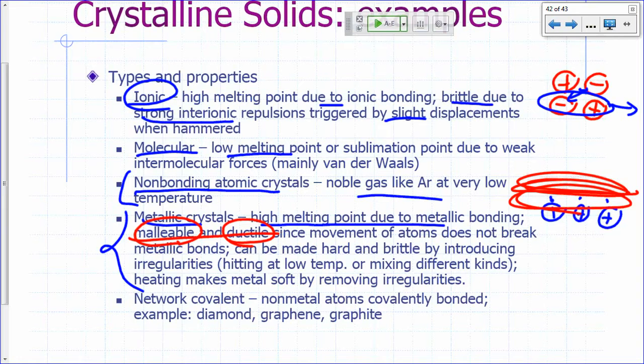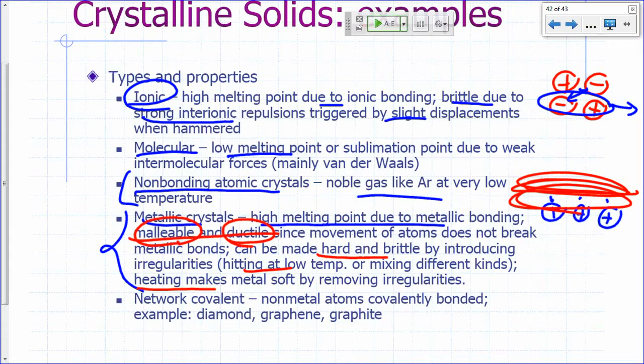The opposite of those things would be brittle, right? If you hammer a salt, what happens to it? It falls apart. It's brittle. But you can make your metals hard and brittle by introducing irregularities within the crystal structure. You can do that if you cool your metal and then hit it with a hammer, or you can mix different kinds of metals. So you disrupt the order in the crystalline structure, and you can make your metal brittle.